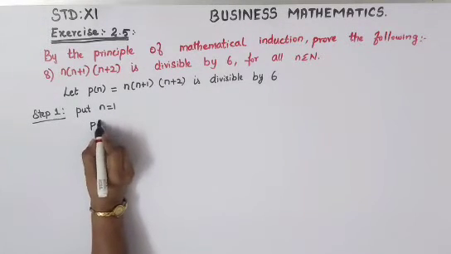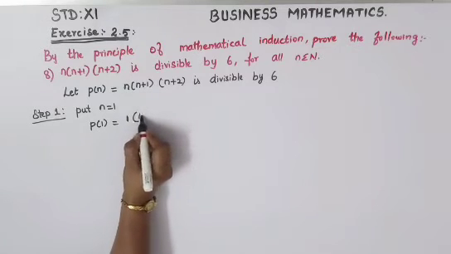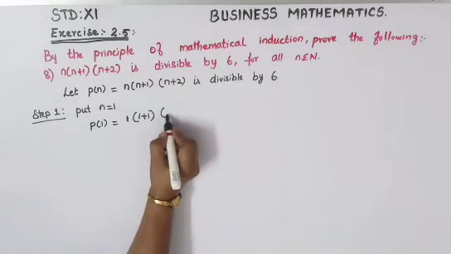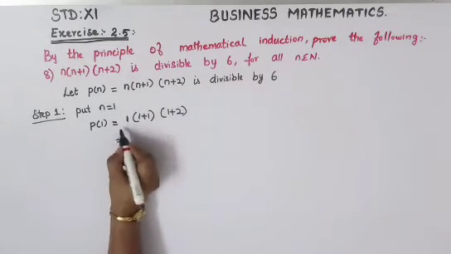Okay. So P of 1 is equal to 1 into 1 plus 1 into 1 plus 2, which is equal to, don't write as divisible, so we'll have to prove it.